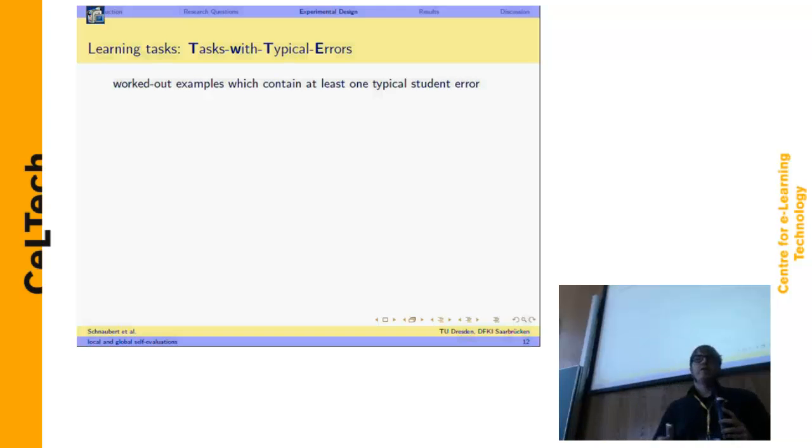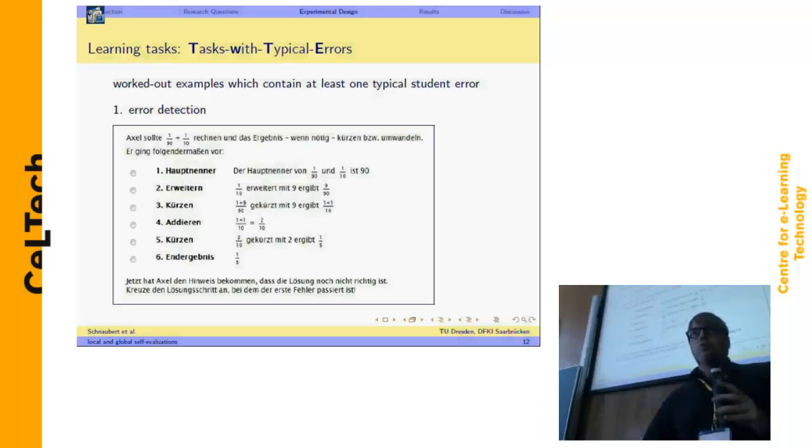From this, we build the exercises in two phases. The first phase is that the students have to detect the error. So that would be one of the exercises the students were presented with. It's like Excel should have computed the sum of fractions, and this is how it proceeded. He did something wrong in this particular case. This was the erroneous step. They cancelled in the sum here.